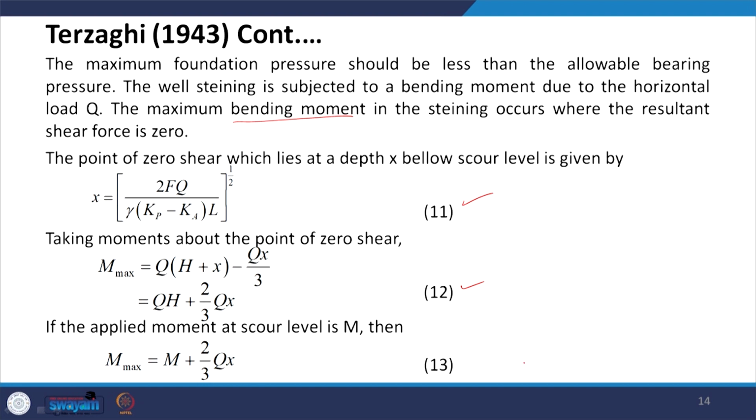And if the applied moment at the scour level is M, then in another way you can find the value of the maximum moment using equation 13. So, the maximum bending moment can be found either from equation 12 or 13 as the case is applicable. So, this was all about Terzaghi's theory.